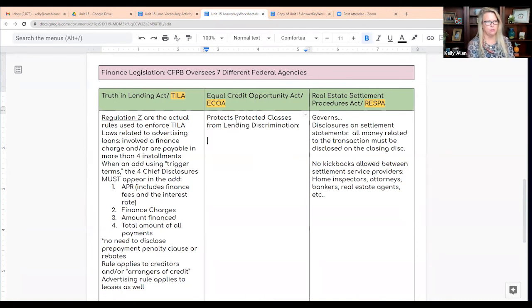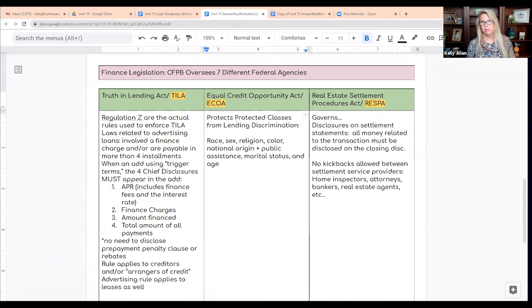Okay, who are the protected groups? Let's see, it's going to be race, sex, religion, color, national origin, 2, 3, 4, 5, plus public assistance, marital status, and age. What does that mean exactly?